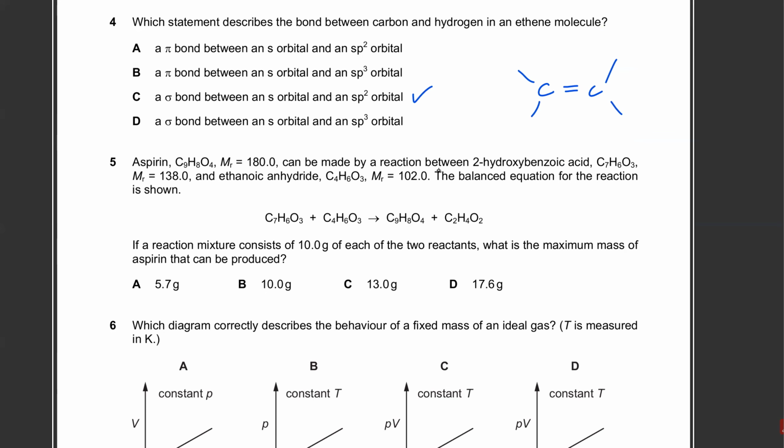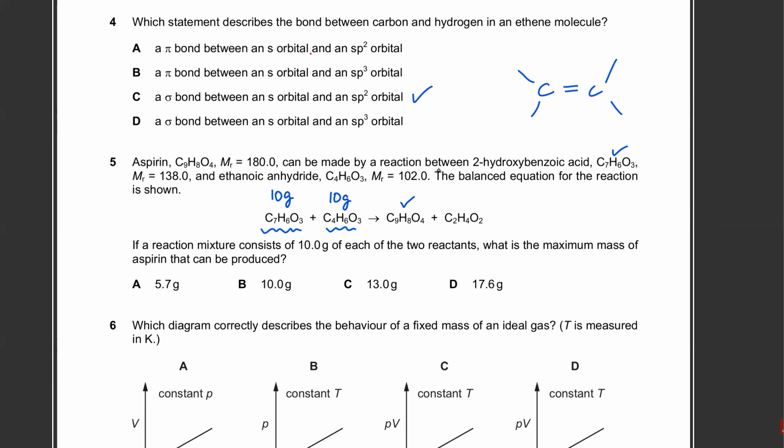Now this one you need a calculator for. Aspirin, the MR is given, can be made by reaction between 2-hydroxybenzoic acid and ethanoic anhydride, C4H6O3, which is this one. And it forms aspirin, which is this. And the balanced equation is given. If a reaction consists of 10 grams of each of the two reactants, what is the maximum mass of aspirin that can be produced?